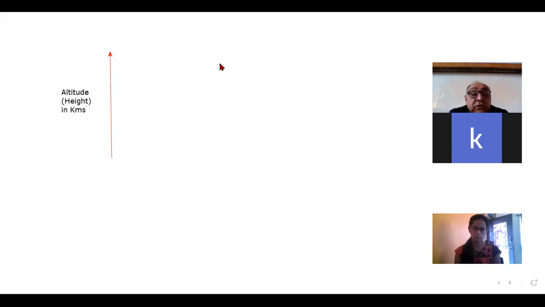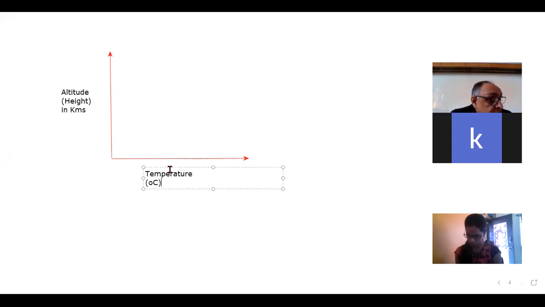And this is the second line, which is the horizontal line. The horizontal line, we can say, indicates the temperature, okay? Let's suppose the temperature is in degree Celsius. So this is the thing there.